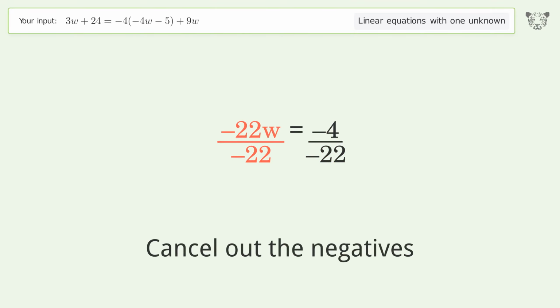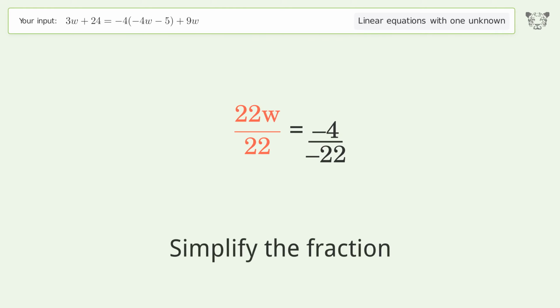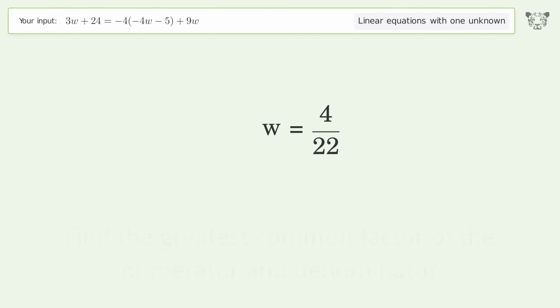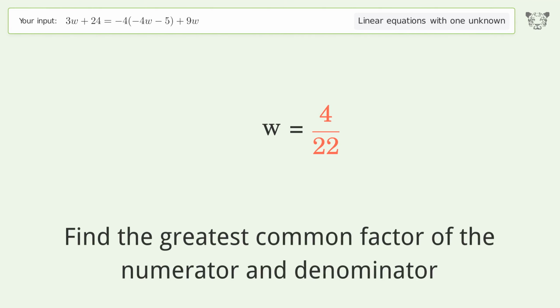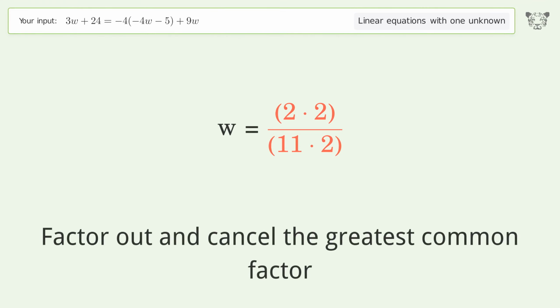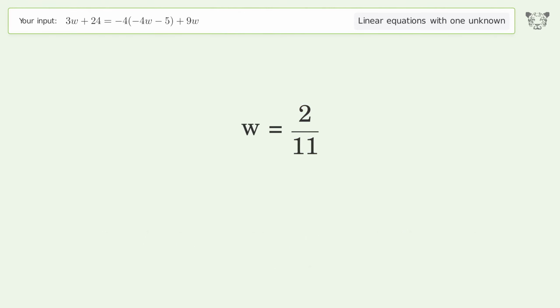Cancel out the negatives. Simplify the fraction. Cancel out the negatives. Find the greatest common factor of the numerator and denominator. Factor out and cancel the greatest common factor. And so the final result is w equals 2/11.